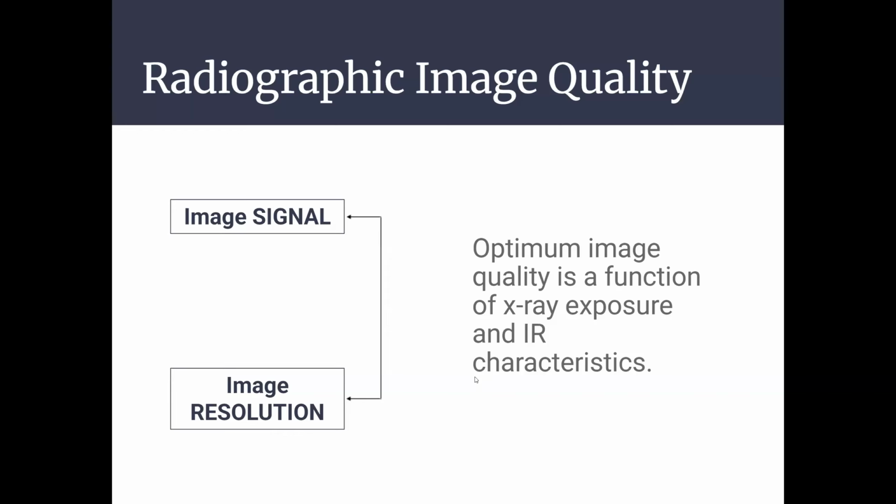Okay. And so you have the two main factors, which are going to be image signal. So exposure turns into a digital signal that represents what was in the body, and then image resolution. And there are many types of resolution. And resolution has many different ways we can talk about it. Okay.